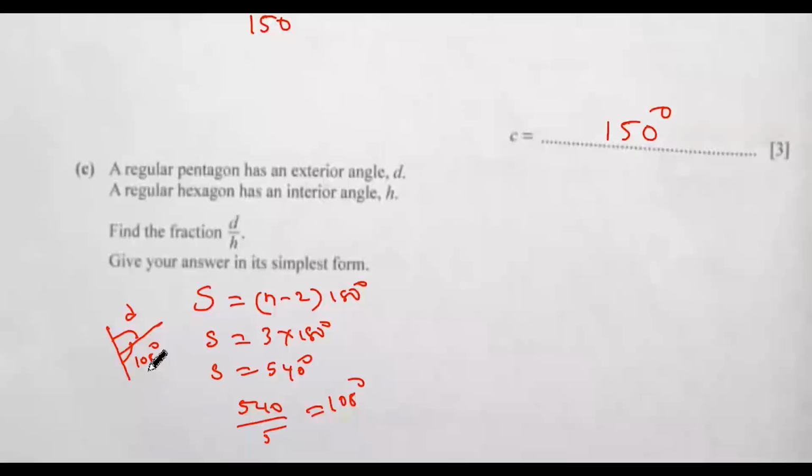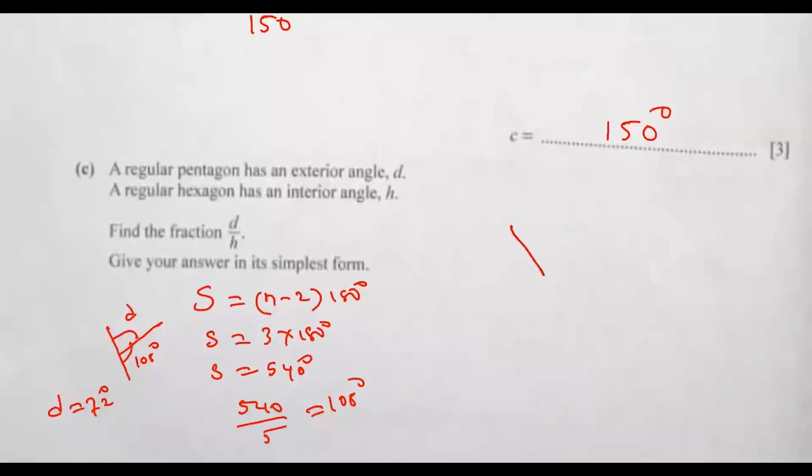We can now subtract 108 degrees from 180 degrees to get the value of D. So if we do that, the value of D will be equal to 72 degrees. That is, D is equal to 180 degrees minus 108 degrees, so that will give us 72 degrees.